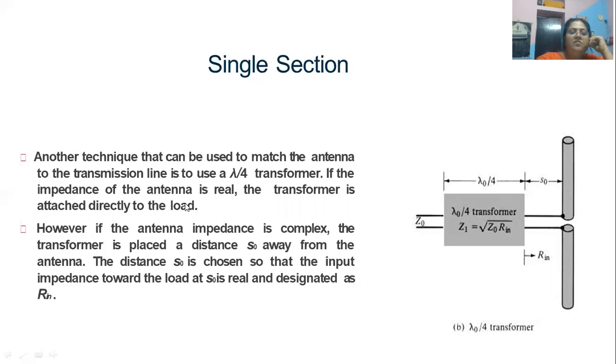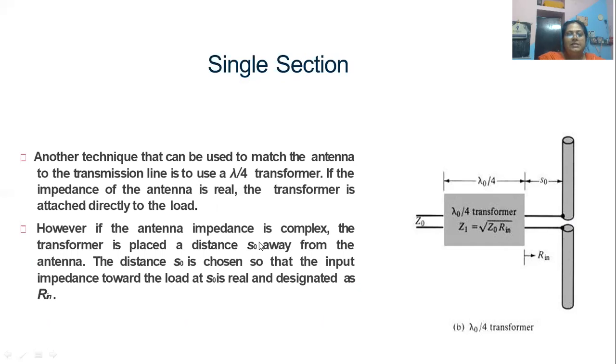If the impedance of the antenna is real, then the transformer is attached directly to the load. Here we have used the transmission line as a transformer by keeping its length lambda by 4. However, if the antenna impedance is complex, then the transformer is placed at a distance away from the antenna.